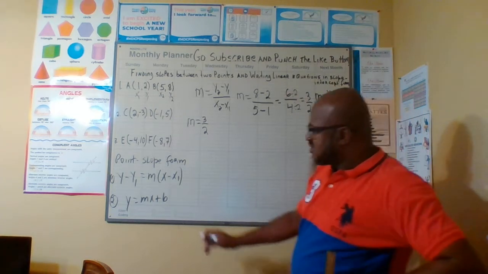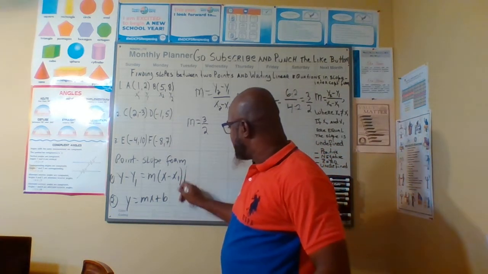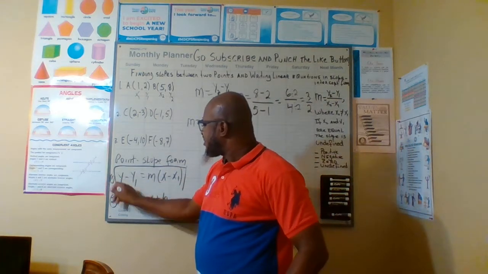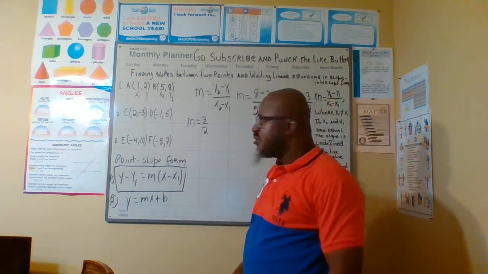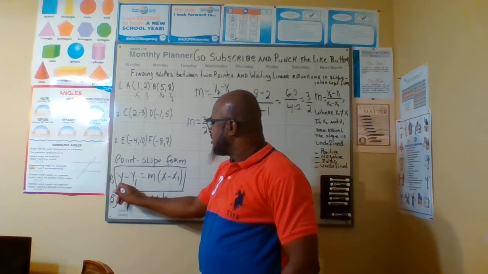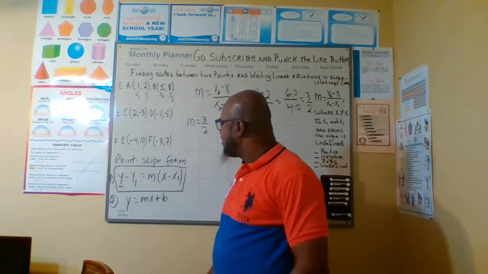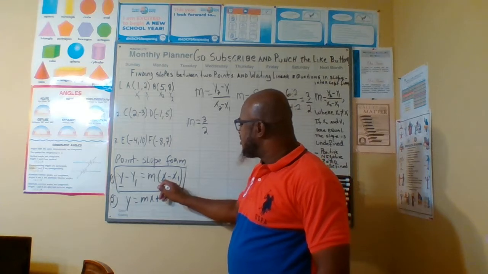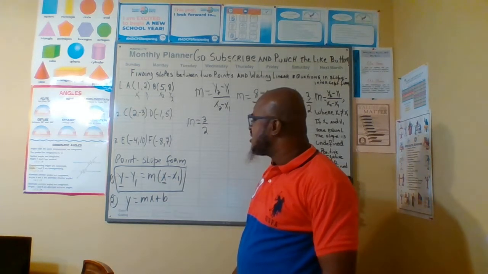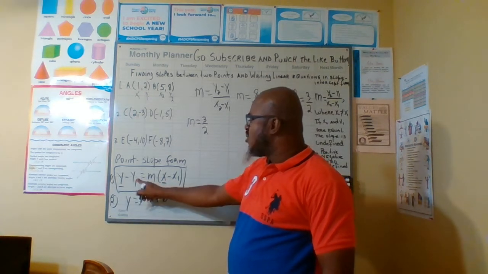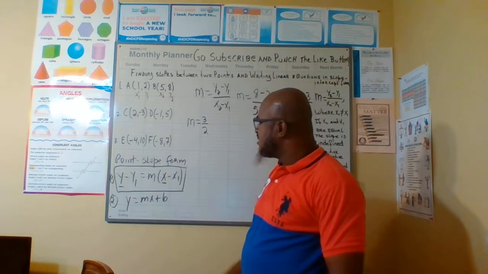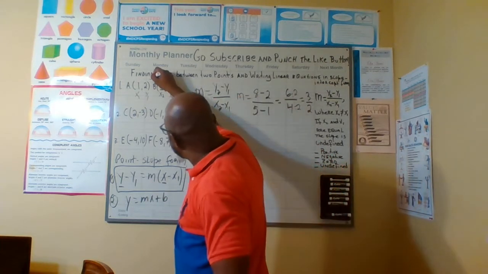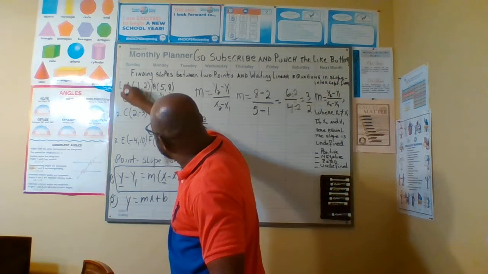All right, let's use this one, which is called the point-slope form. In this formula, the y stays as is, and the x stays as is. The only things you're going to replace are y1, m, and x1. So in this case, we're already identifying that.